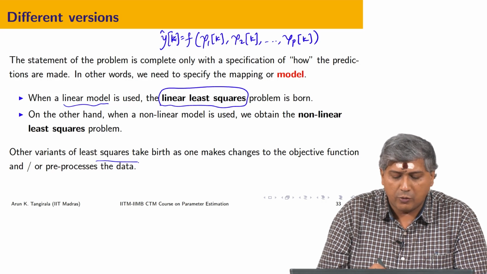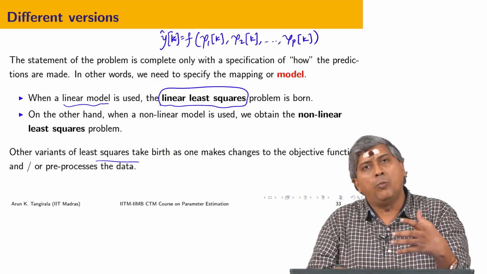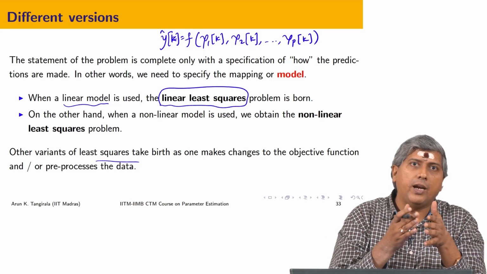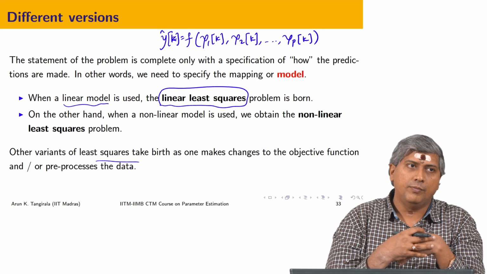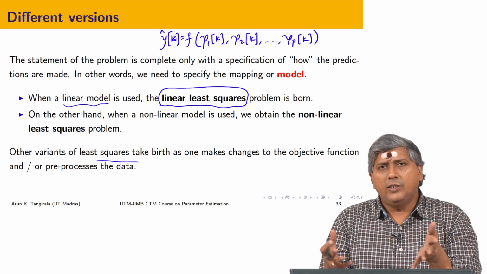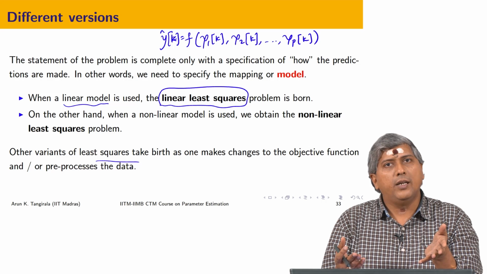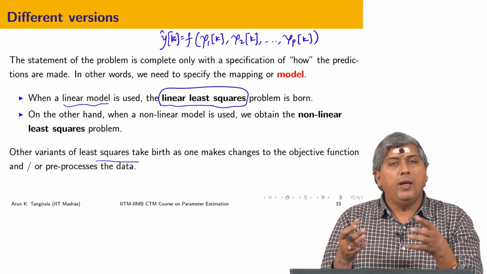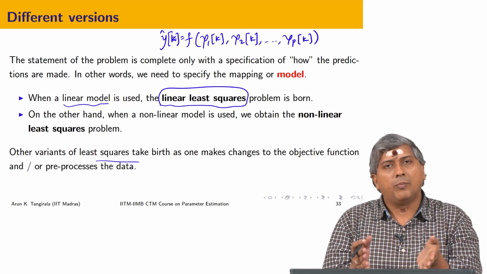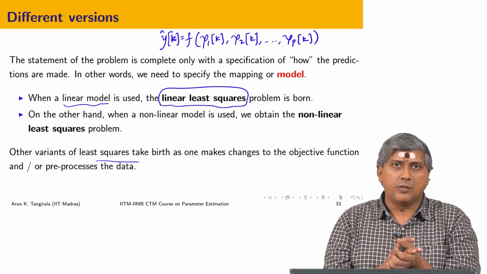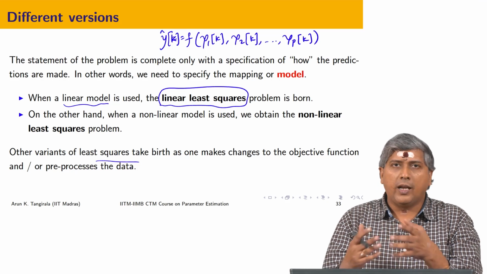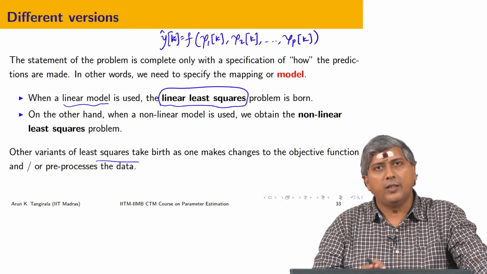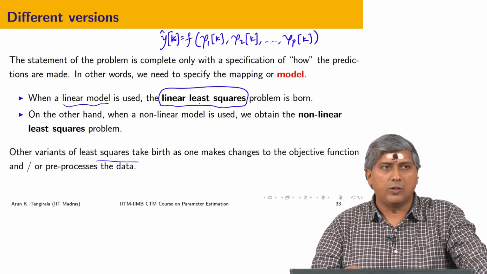And there are other variants of least squares as well, depending on how you modify your objective function. Remember we said that we want to keep y hat at a minimum squared distance from y, right. I could slightly change that objective function. Instead of the Euclidean distance, I could use Mahalanobis distance, or I could use some other weighted distance, or maybe I pre-process the data with something prior to using the least squares method and so on. So, depending on what I do, I can have other versions of least squares, but the basic principle remains the same. We will in this course only focus on the linear least squares problem.